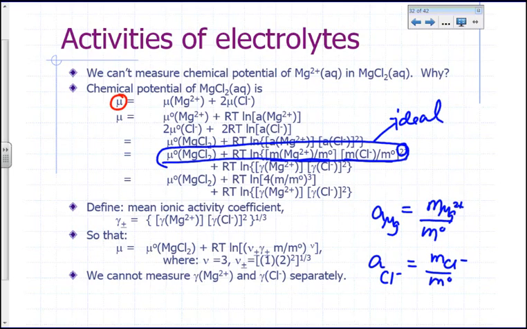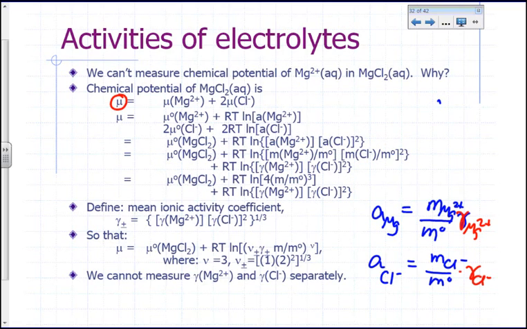When the activity is just equal to m over m naught. But we do know that in general, when we have real solutions, non-ideal, you have to multiply this by the activity coefficient of magnesium, and you'll have to multiply this by the activity coefficient of chloride. So here you have that extra term RT ln gamma of magnesium times gamma of chloride squared. So this is the correction for non-ideal behavior. Once you've done that, let's do some further manipulation here. You can see this is mu naught of MgCl2 plus RT ln.